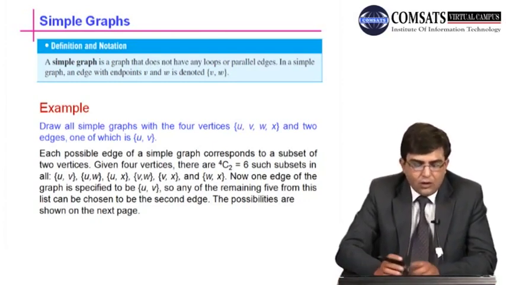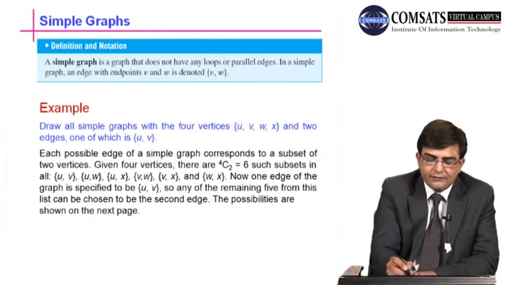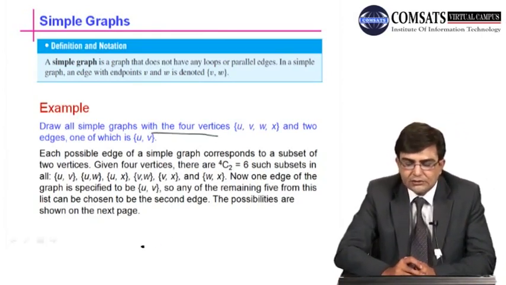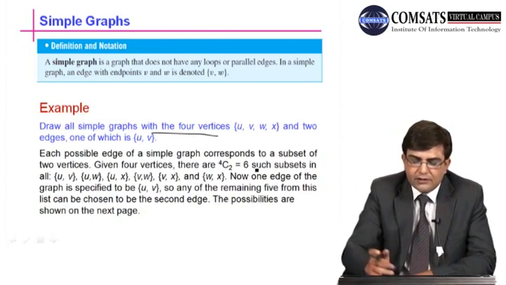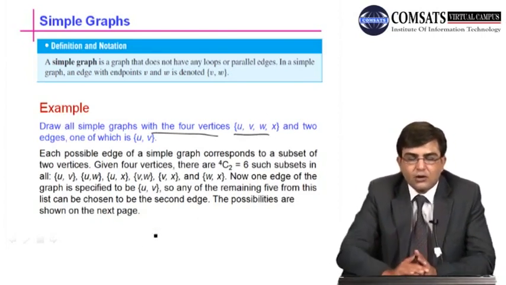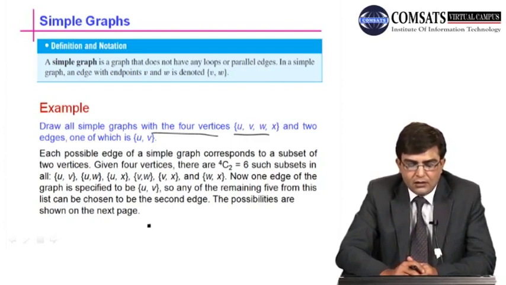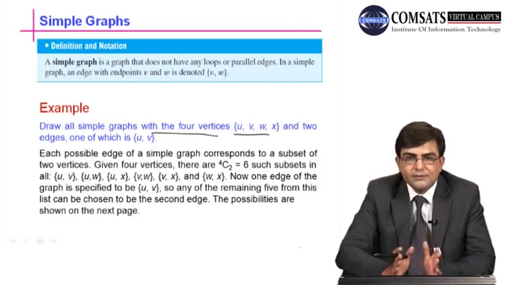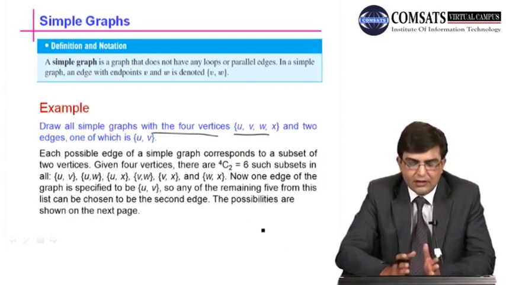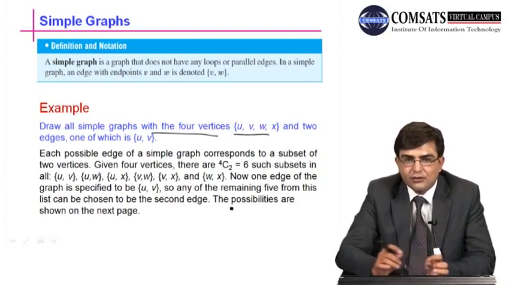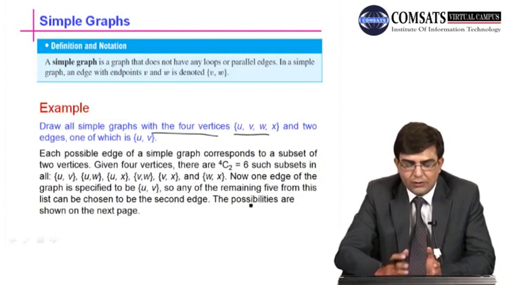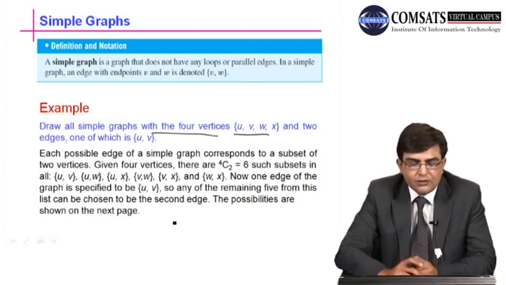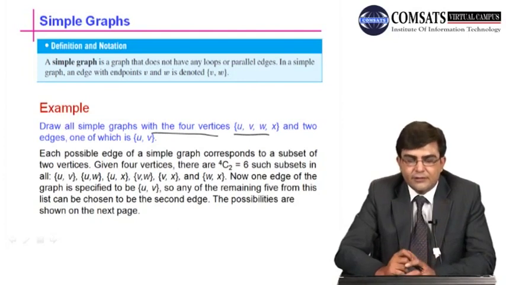For example, draw all possible simple graphs with 4 vertices u, v, w, x, and two edges, one of which is uv. So we are given a total of 4 vertices, and we have to draw all possible simple graphs with 2 edges. 2 edges होने चाहिए, जिसमें से एक एज जो है उन्होंने फिक्स कर दिया है इस क्वेश्चन में, u और v, मींस u और v आपस में कनेक्ट होने चाहिए एक एज के थ्रू। तो दूसरा जो एज है वो आप कोई भी रख सकते हैं। सो वी हैव टू draw all possible simple graphs using this information.